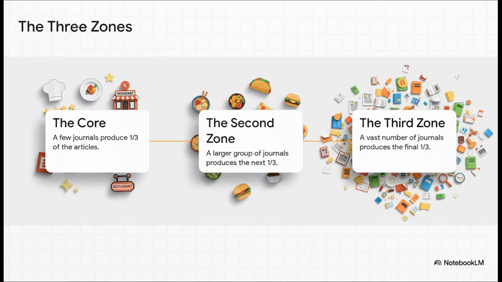And to get it, just imagine you're looking for the best restaurants in a brand new city. The core is like that handful of famous must-try spots that everybody tells you about. Then you've got the second zone. This is a bigger list of really, really good places, but maybe not as famous. And finally, the third zone. This is a huge, sprawling list of pretty much every other decent restaurant in town. Bradford realized information works the same way. You'll find about a third of all the good stuff in a tiny core of sources, the next third in a slightly larger group, and that final third is scattered across a massive number of other places.